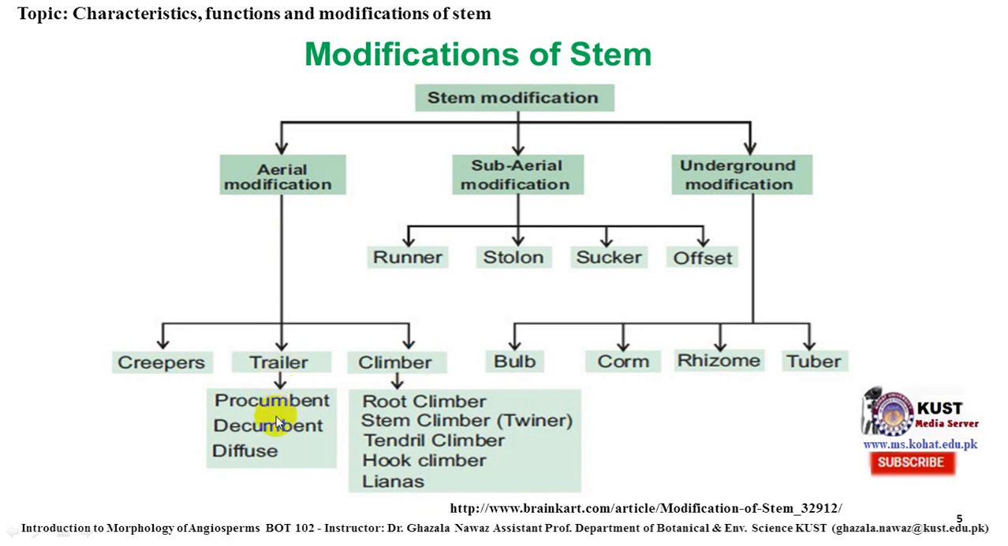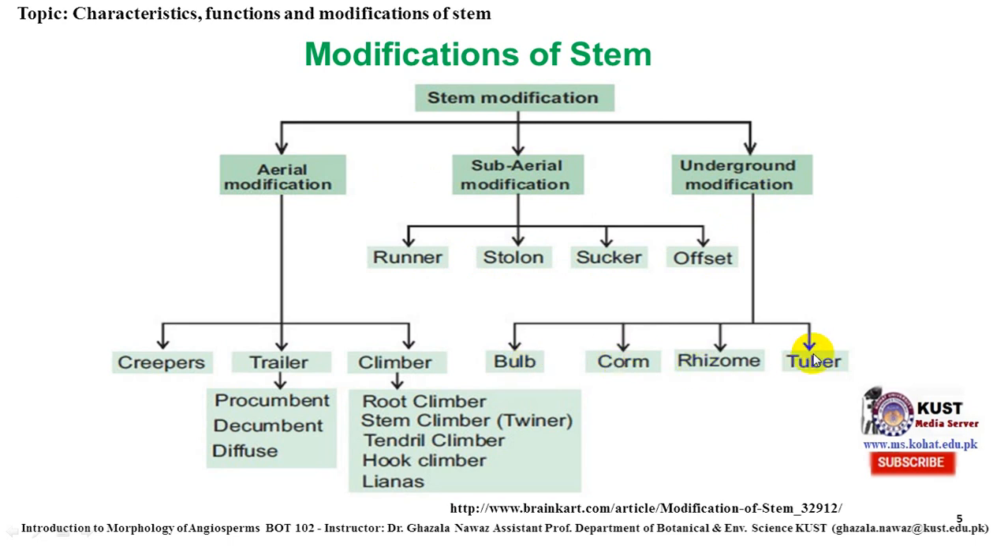The trailers are again divided into recumbent, decumbent, and diffuse types, and the climbers are divided into root climber, stem climber, tendril climber, hook climber, and lianas. So these are the different types of aerial stem modifications. Subaerial modification is further divided into runner, stolon, sucker, and offset, and the underground modifications are divided into bulb, corm, rhizome, and tubers.